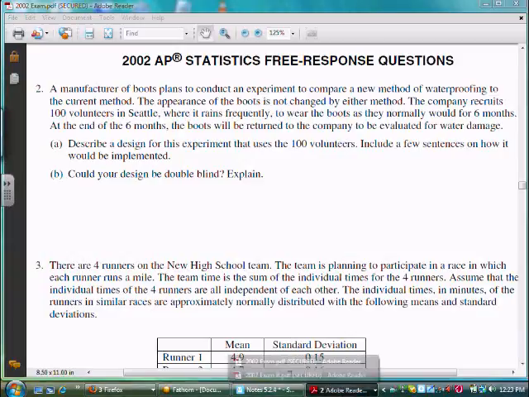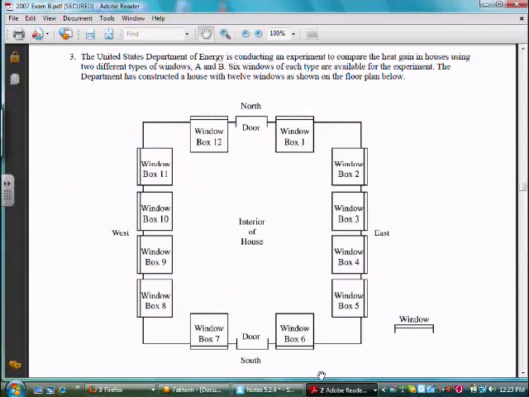You can't do the next question here. That was 2002. Let's try this one. The United States Department of Energy is conducting an experiment to compare the heat gain in houses using two different types of windows, A and B. Six windows of each type are available for the experiment, so that's 12 windows total. The department has constructed a house with 12 windows as shown on the floor plan below.